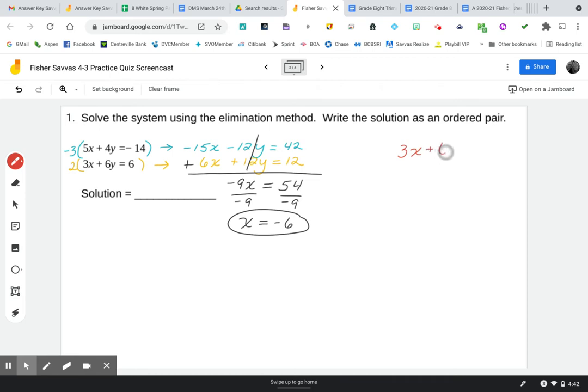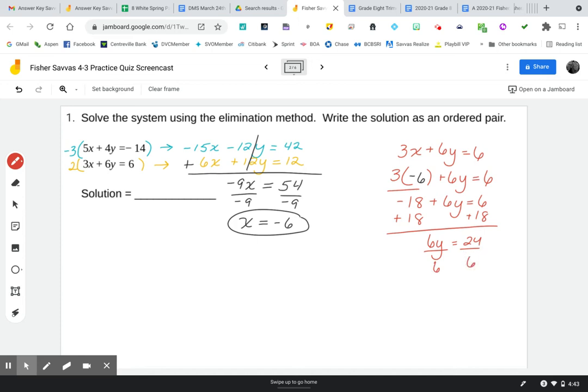So I have 3x plus 6y is equal to 6. And I know that my x is -6. So I have 3 times -6 plus 6y is equal to 6. If I multiply 3 times -6, I have -18 plus the 6y is equal to 6. From here, I would add 18 to both sides of the equation, giving me 6y is equal to 24. And then lastly, I would divide both sides by +6, giving me an answer of y is equal to 4.